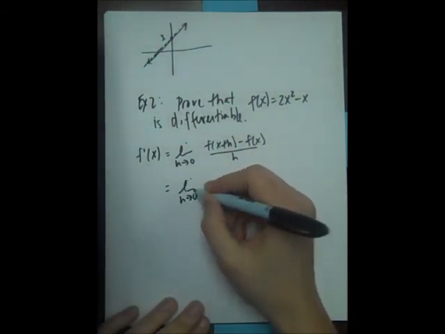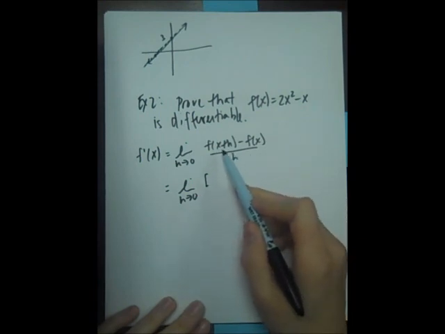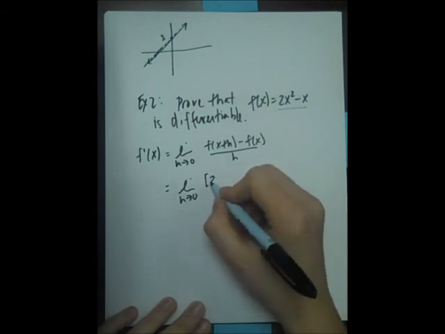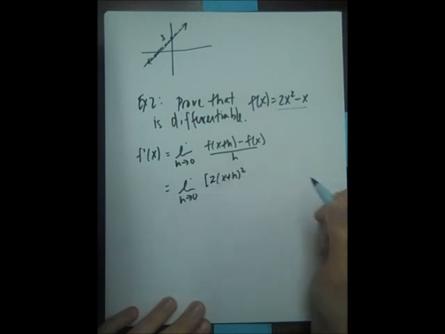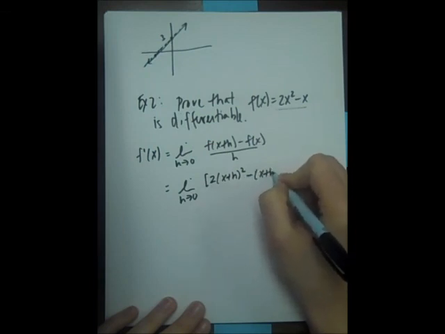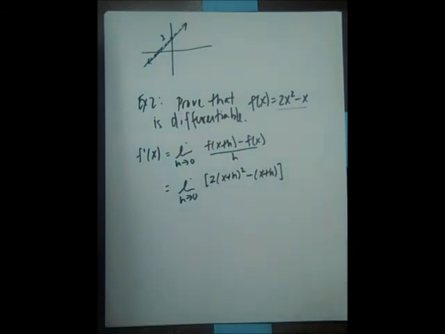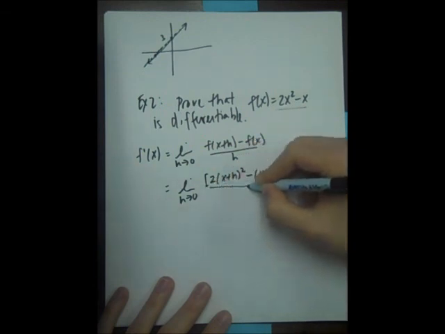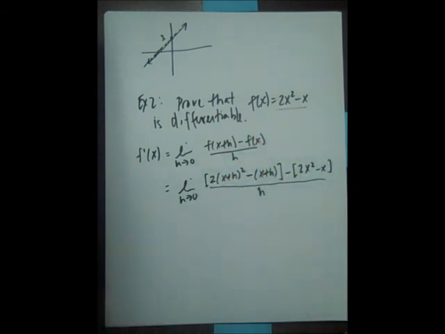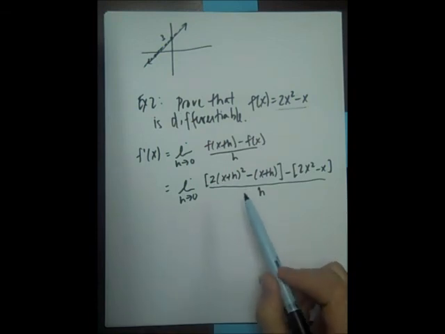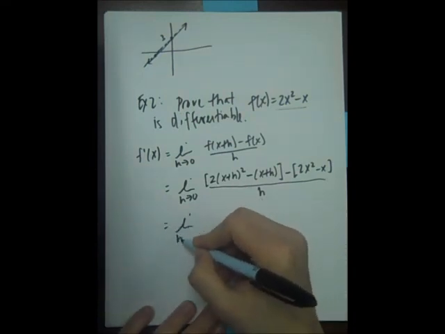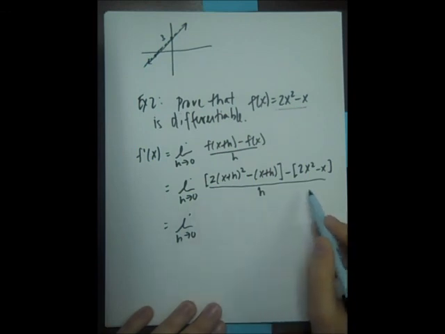This is the limit as h approaches 0. Now I'm going to use brackets again. F of x plus h says wherever I saw an x in my original function, I'm going to put an x plus h. So that's 2 times (x plus h) squared minus (x plus h). I'm going to use brackets to keep everything separate. Now I'm going to subtract off f of x. So f of x is just 2x squared minus x. Then I'm going to divide the whole thing by h. So here's the limit that we're trying to evaluate. The issue is we can't just plug in h because we'd be dividing by 0. So let's go ahead and simplify the numerator.